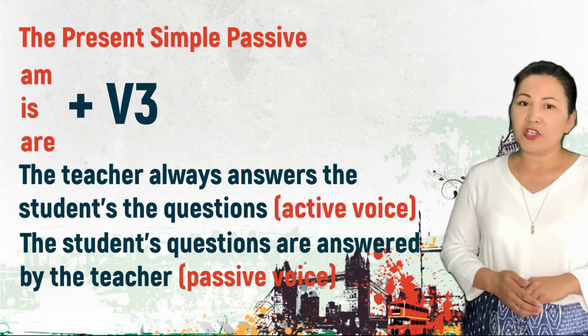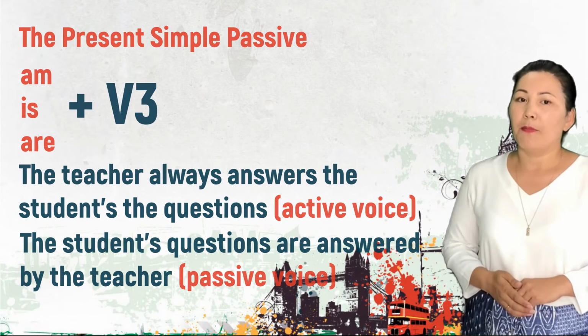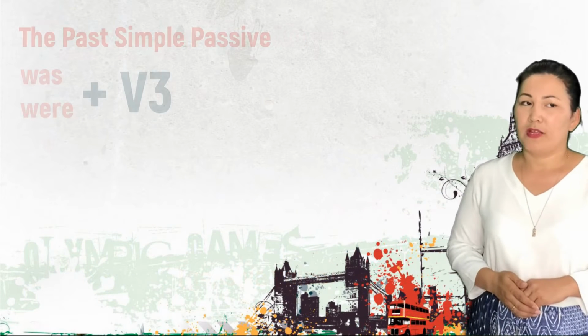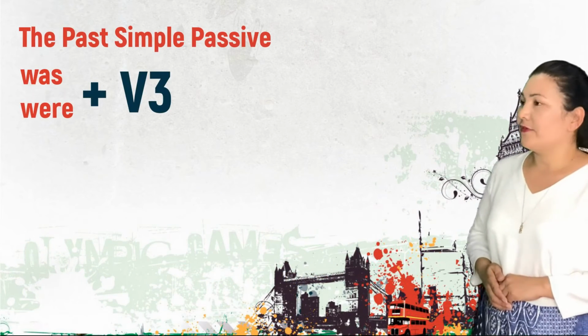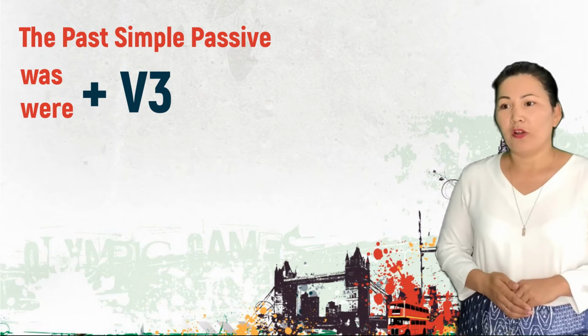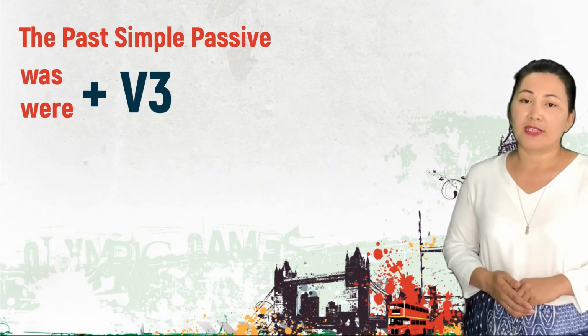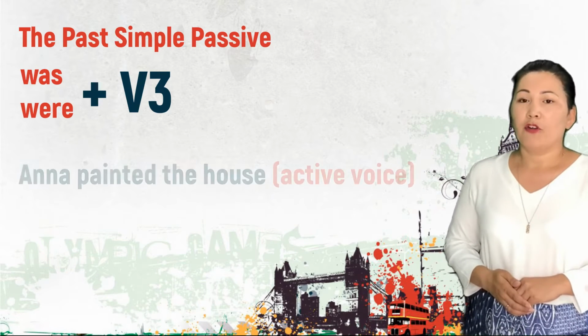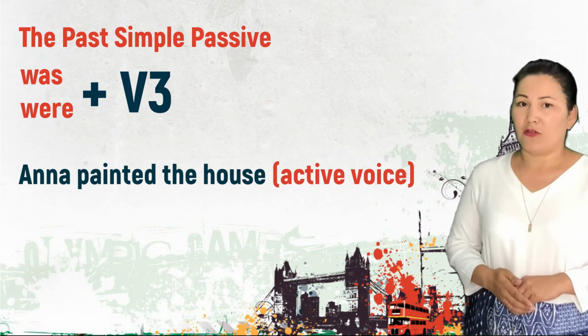The students' questions are answered by the teacher. The past simple passive: auxiliary verb was, were, and the main verb in past participle. For example, Anna painted the house.